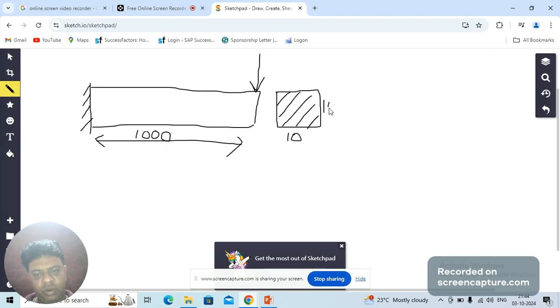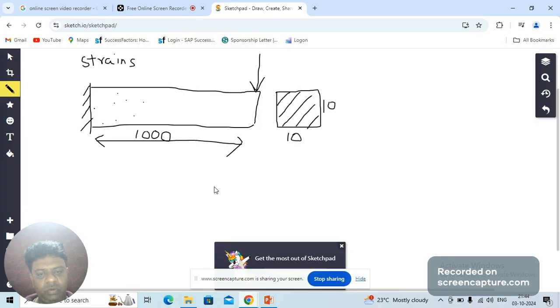Now, when you do experimentation, you apply strain gauges somewhere over here, and try to record the strains. From the strain, you'll be able to extract the stresses. Now these are the strains.